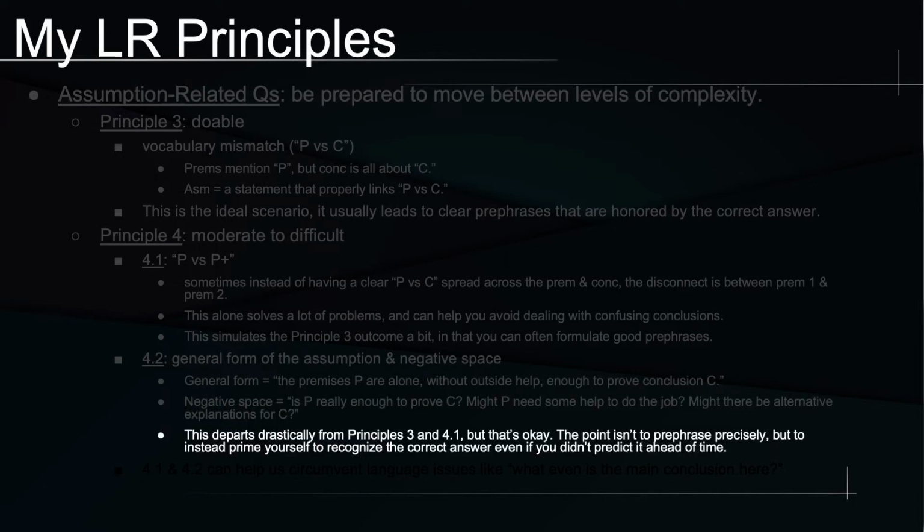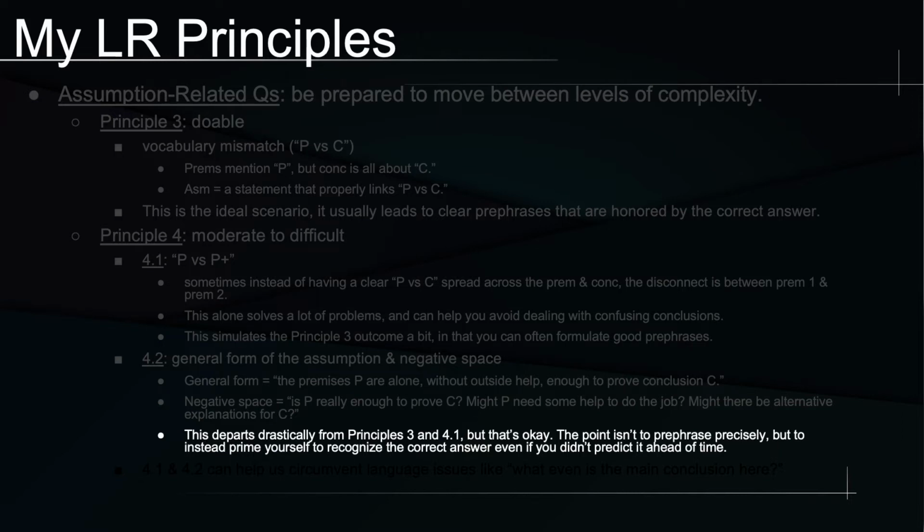And so this departs drastically from Principles 3 and 4.1, but really that's okay. That's why I have a distinct principle for this. The point isn't to prephrase precisely as Principles 3 and 4.1 often lead us to do, but instead what we are doing with the general form of the assumption and the negative space analysis that follows. What we're doing is to prime ourselves to recognize the correct answer, even if we didn't predict it exactly ahead of time, by asking ourselves, what are the alternatives?